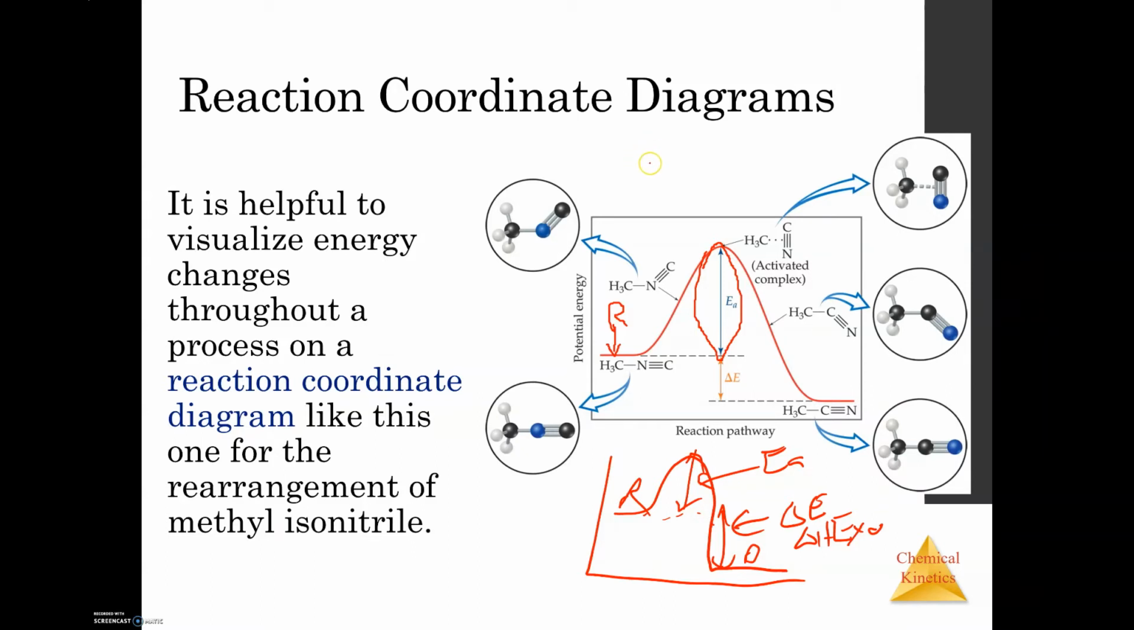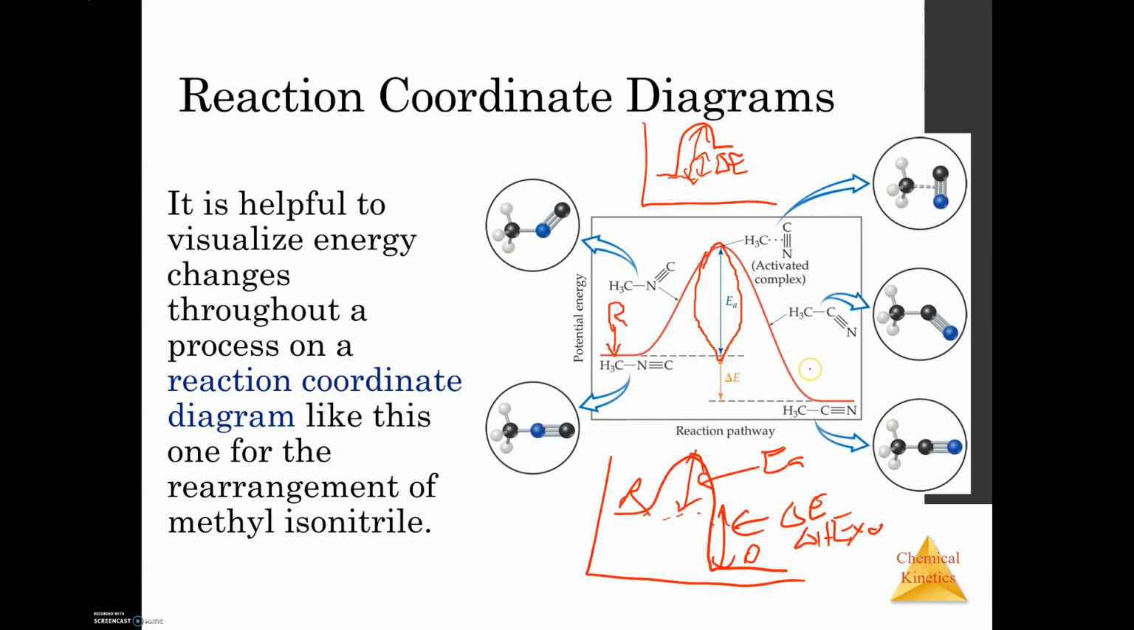Now, if I were to look at an endothermic process, it would look like this. You'd see where the delta E is found here. And the activation energy is still from here up to the top of the curve. That does not change.